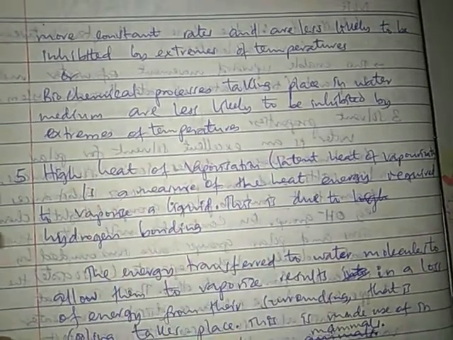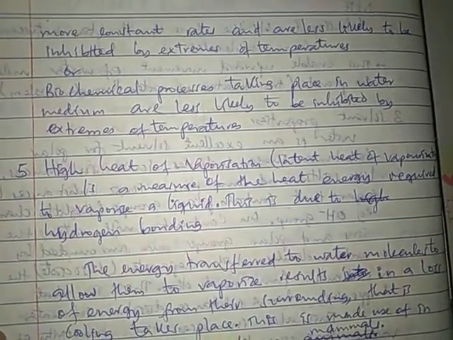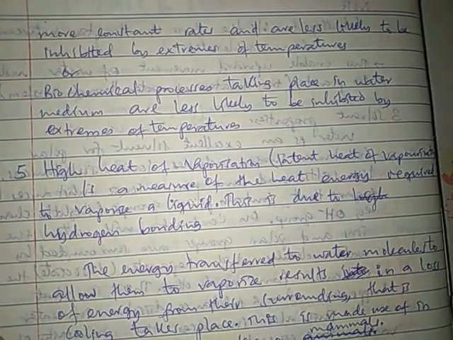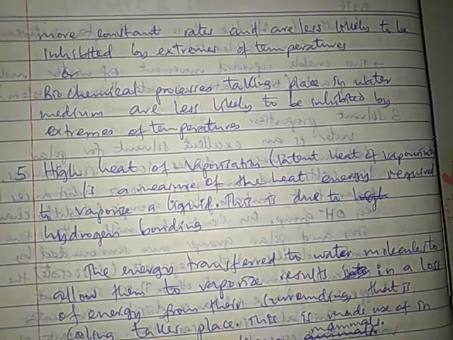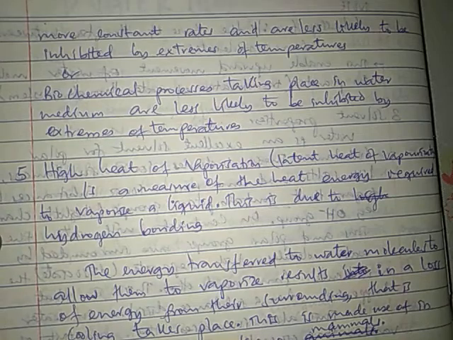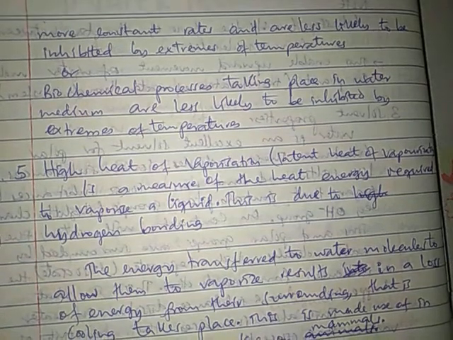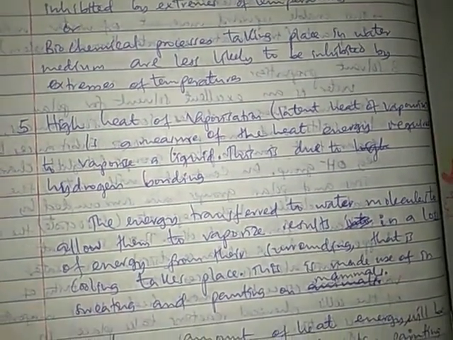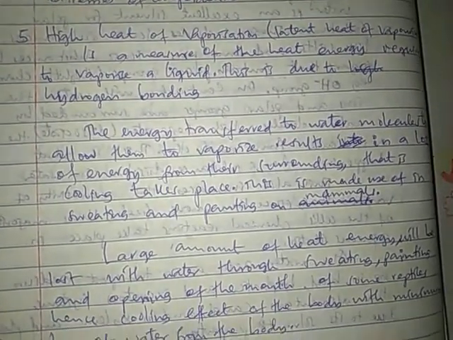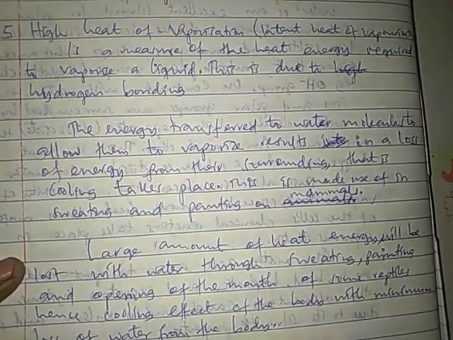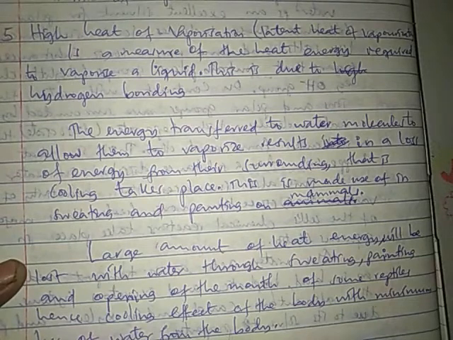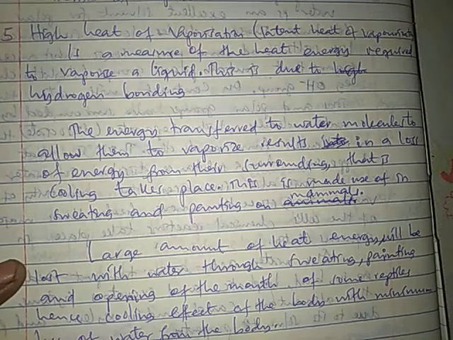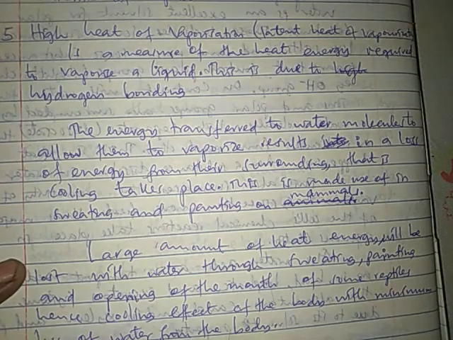Kwa reactions ambazo zinakuwa zina take place kwenye water medium haziwezi kuwa inhibited kwa sababu ya temperature kuwa kubwa. Kwa sababu gani? Kwa sababu high change ya temperature itakayotokana na reaction haitaweza kubadilisha environment ambayo ni water; kubadilika inahitaji temperature kubwa. Lakini ya 5 ni high heat of vaporization. Maana ili water become vapor, become mvuke, inahitaji heat kubwa.